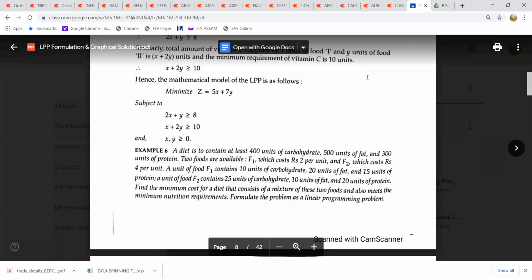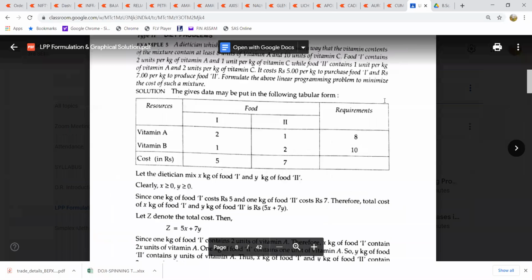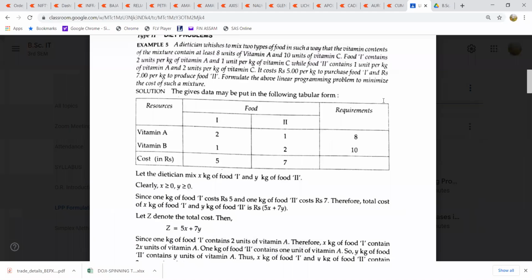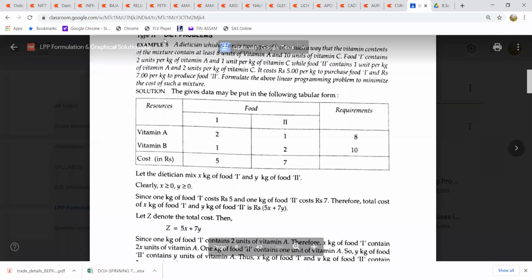This is the diet problem. Now see, I'm explaining this one. This is actually the cost problem. That is also very simple. Now see, I'm explaining.